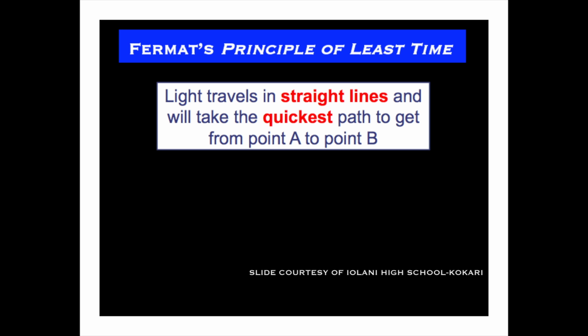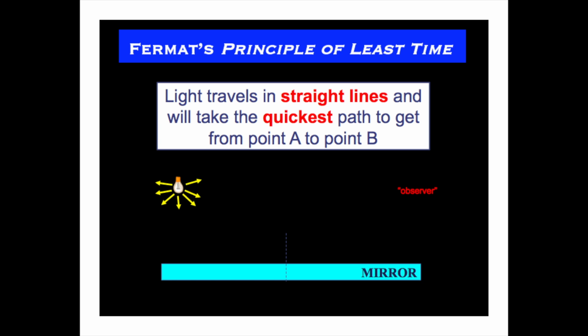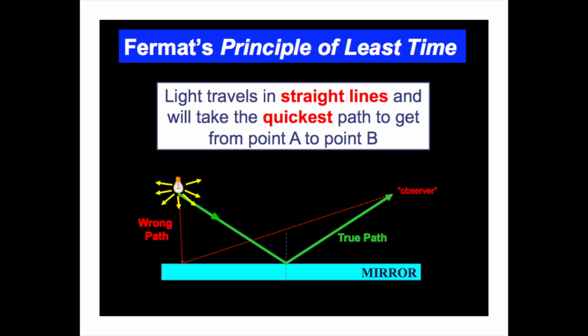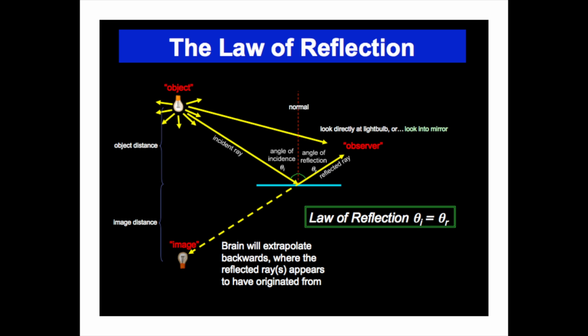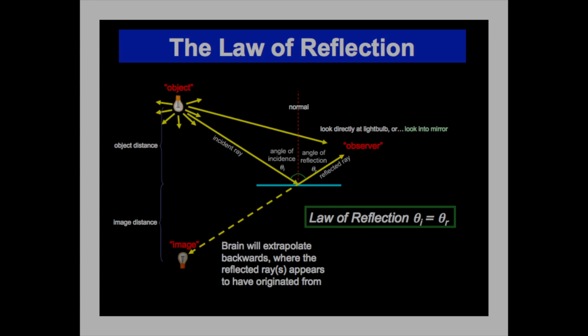Let's talk a moment about the physics behind this illusion. The first law that comes into play is Fermat's principle, which is that light travels in straight lines and will take the quickest path to get from point A to point B. If you have a light source and an observer, the light will follow the path of least time, and any adjoining path will be slightly longer. This leads to the law of reflection, which states that a light ray incident upon a reflective surface will be reflected at an angle equal to the incident angle. Both angles are typically measured with respect to the normal to the surface.